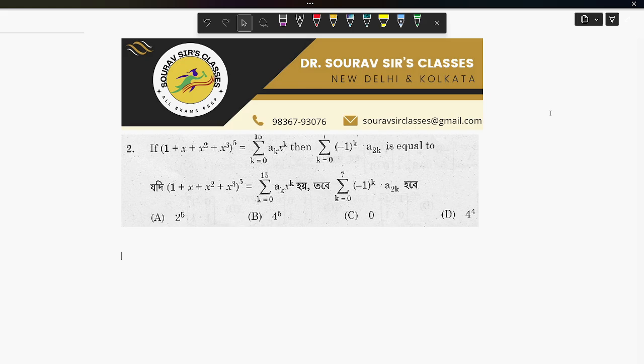Okay. So now we are going to solve a problem which appeared in the WBJEE. The question is telling us that if (1 + x² + x³)^5 is equal to the summation k equals 0 to 15 of a_k x^k, then the summation k from 0 to 7 of (-1)^k a_2k is equal to what? There are four options: 2^5, 4^5, 0, and 4^4. So what can be done here?